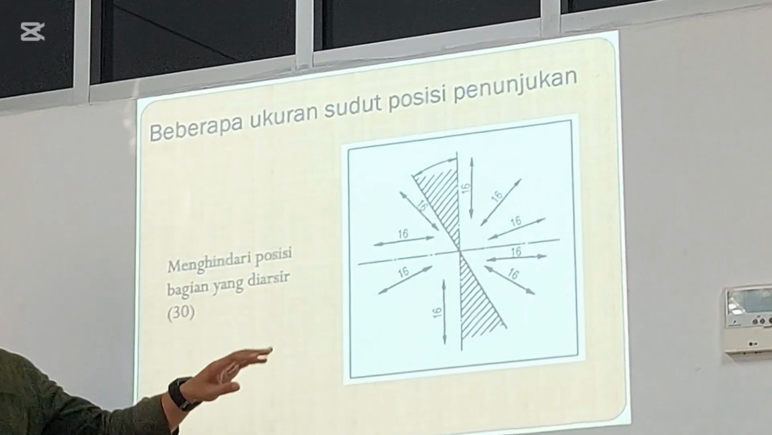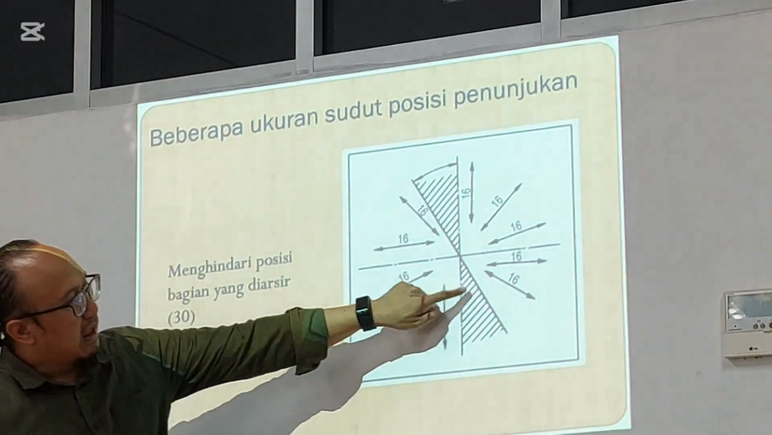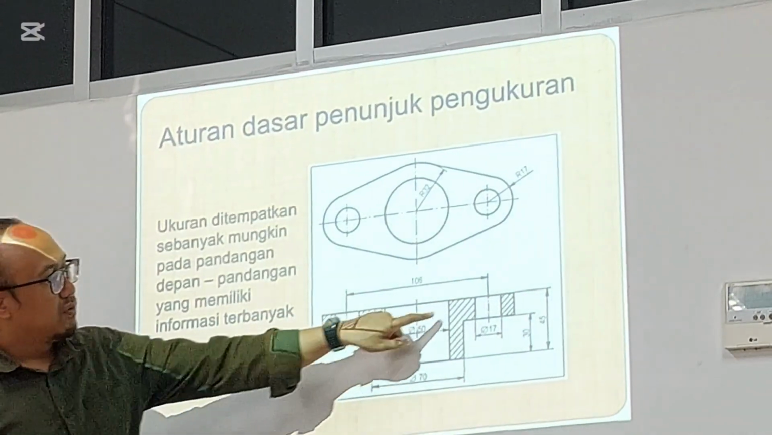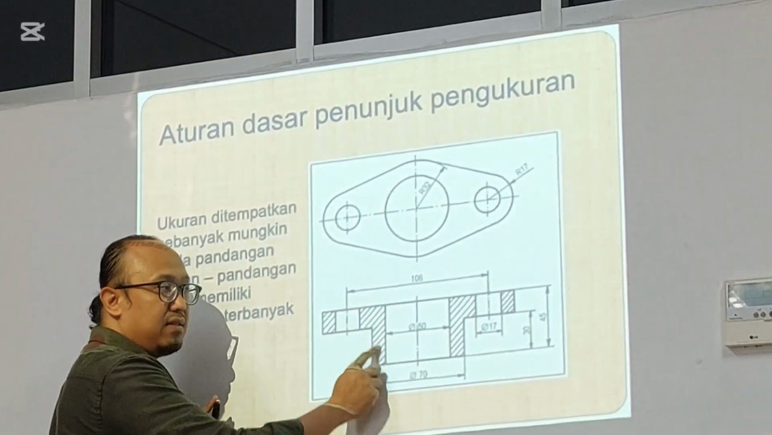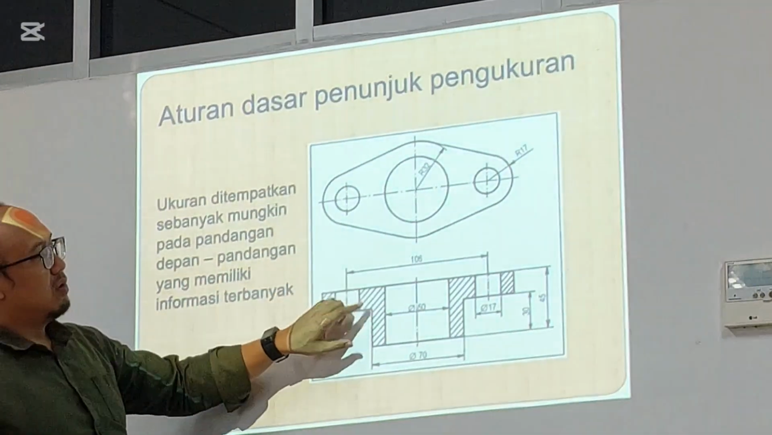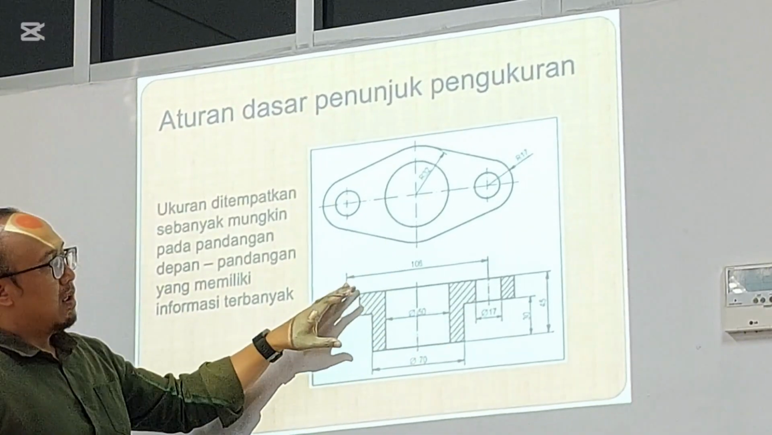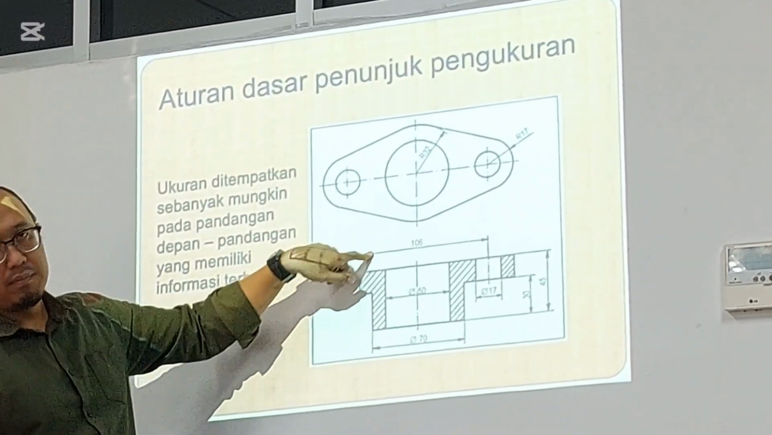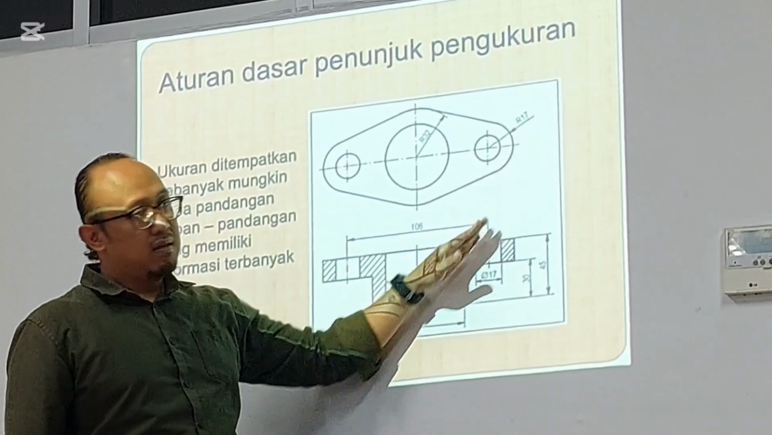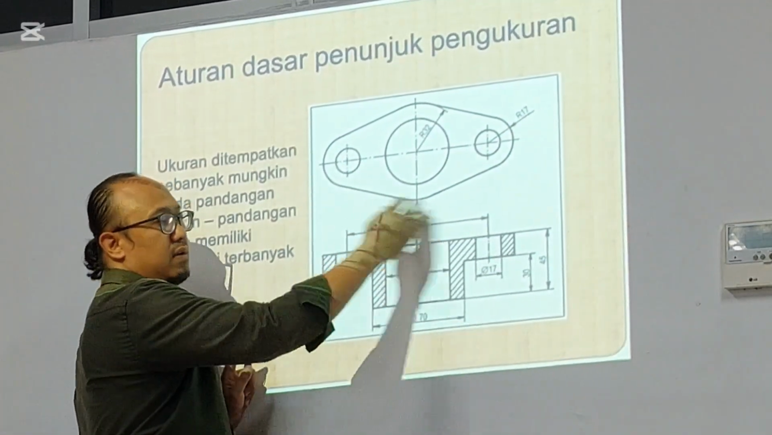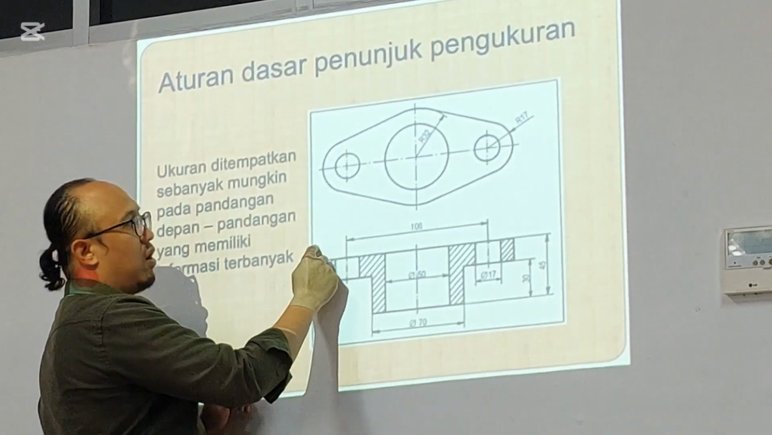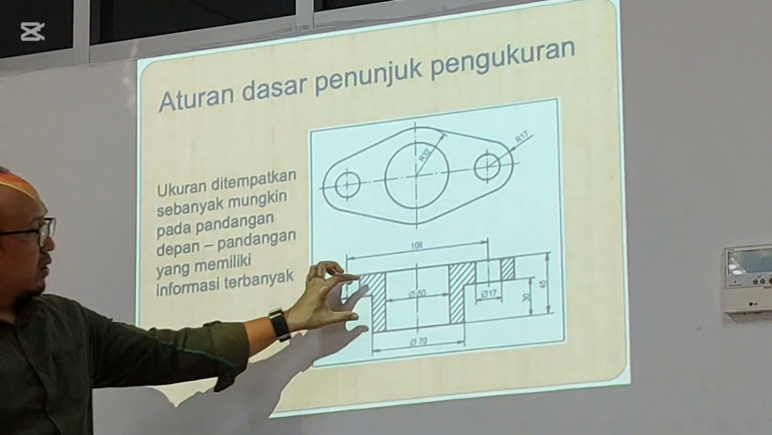And please never give a dimension in this hatched area. For example, like this, never give any dimension inside this area. If you have to put some dimension inside this area, please don't use this type, but maybe you can use a special arrow and point out to another area, outside the drawing area. So for example, this one, you can point out to the outside, or this one, you point out to the other side. Never give a dimension inside this area.